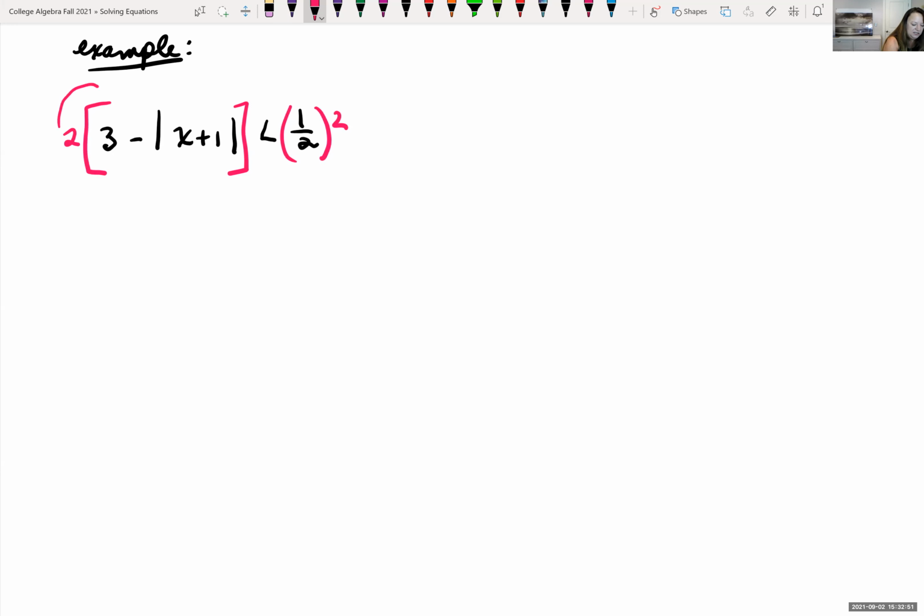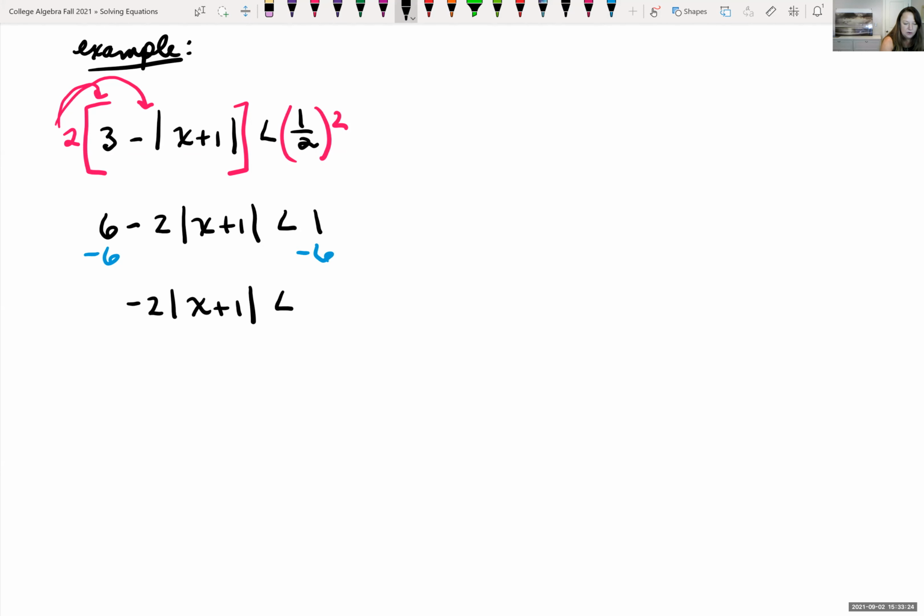So I'd have this 2 times the 3, which gives me 6, minus this 2 times this absolute value, so it's outside the absolute value. So 6 minus 2 times the absolute value of x plus 1 is less than 1. So let's subtract 6 on both sides. So this would give me -2 times the absolute value of x plus 1 is less than 1 minus 6, which is -5.